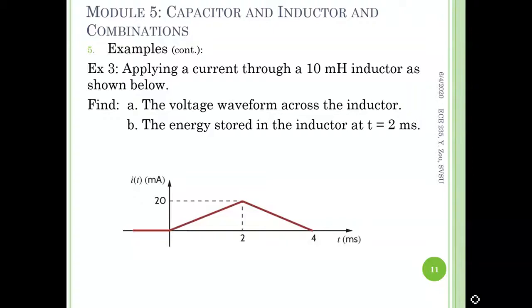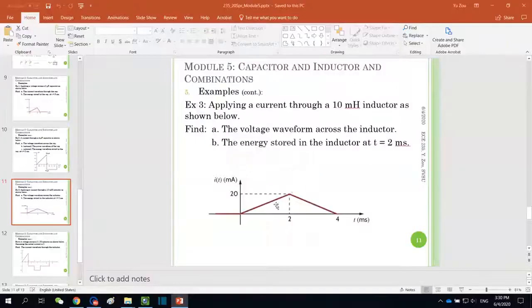All right, after a couple of examples for capacitor, let's move on now to inductor to talk about the same back and forth translation between current and the voltage. Okay, so example 3, the given current of inductor waveform and looking for the waveform for the voltage across it. Also looking for energy stored at one particular time moment. Inductance, keep in mind, 10 millihenry. Let's see how we do it.